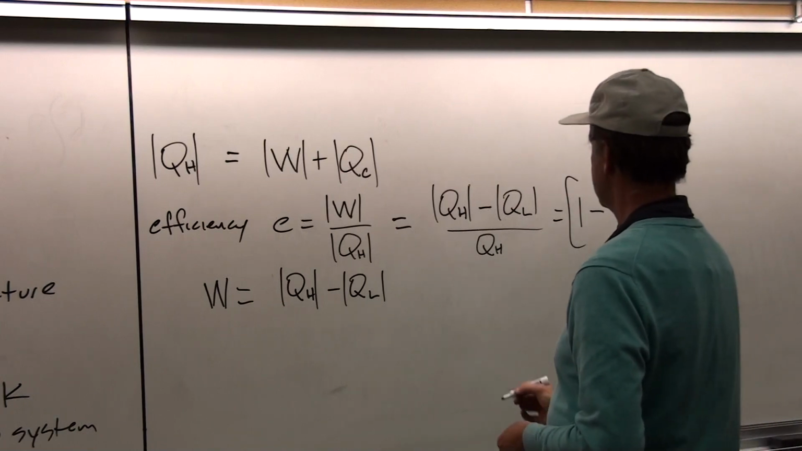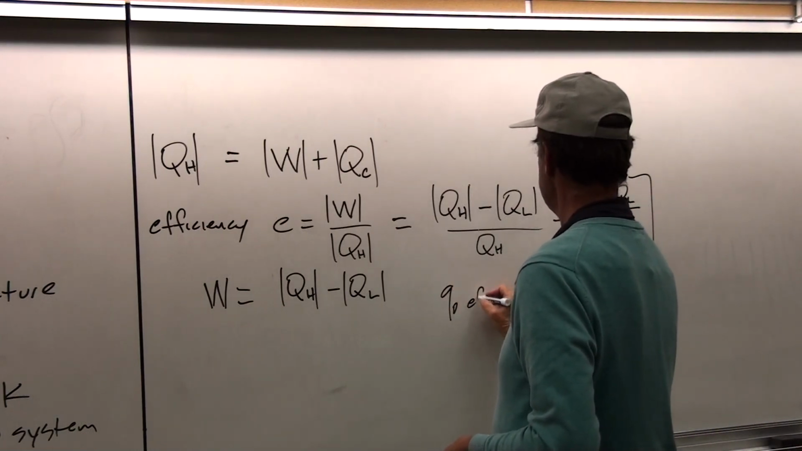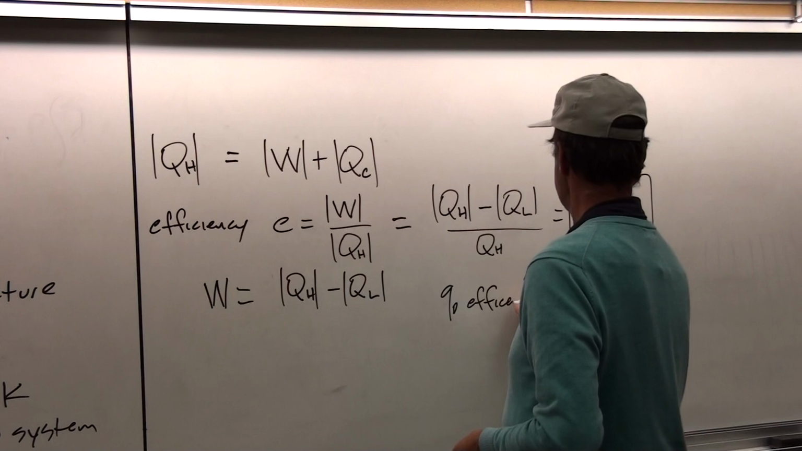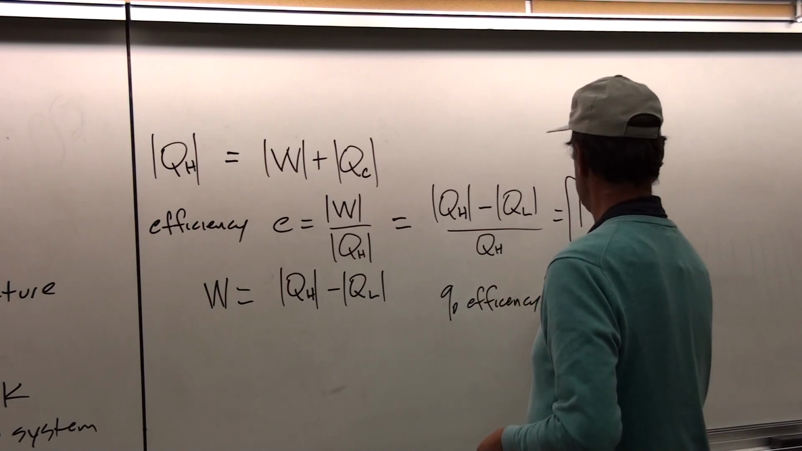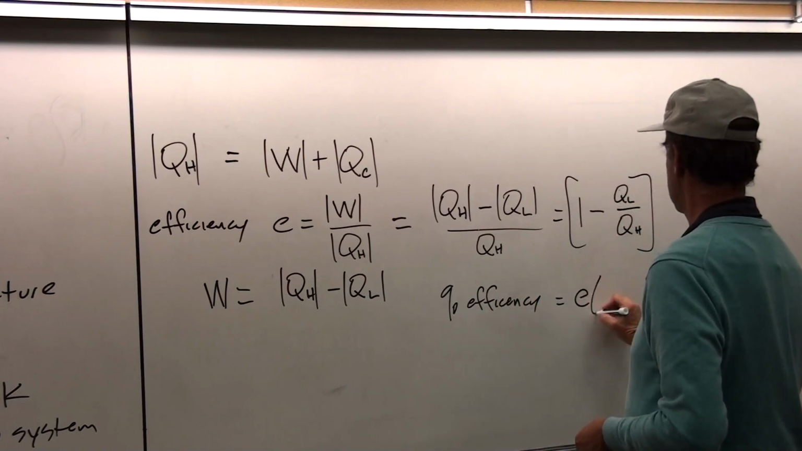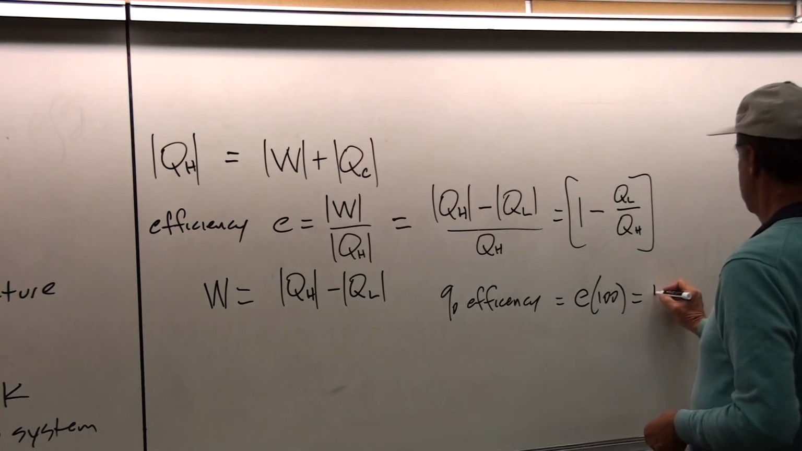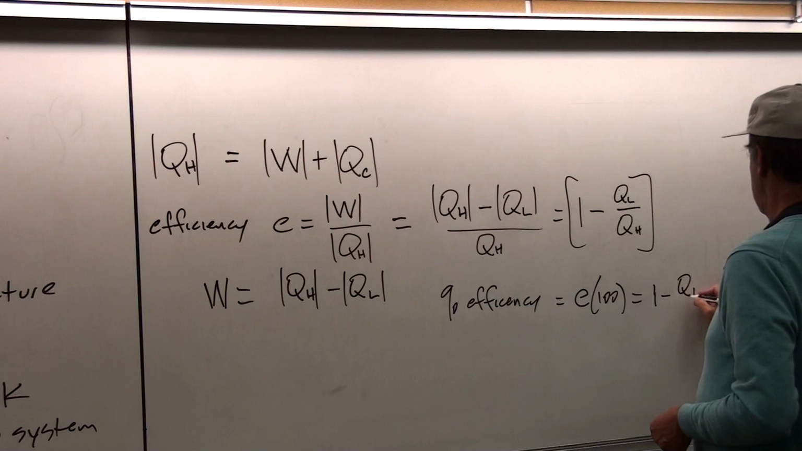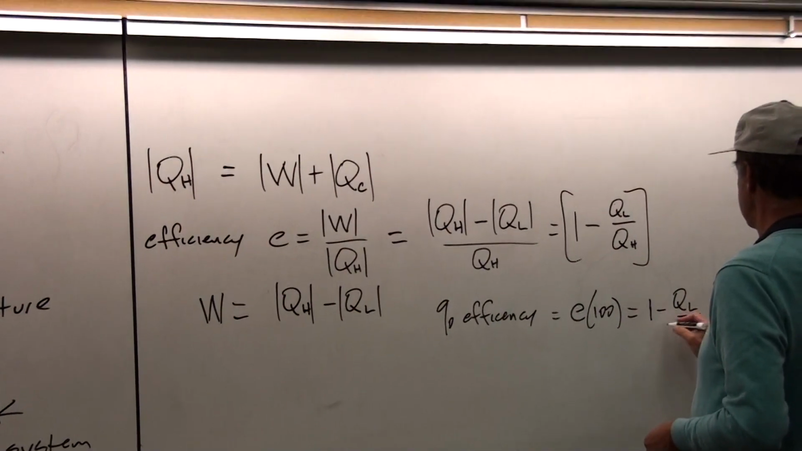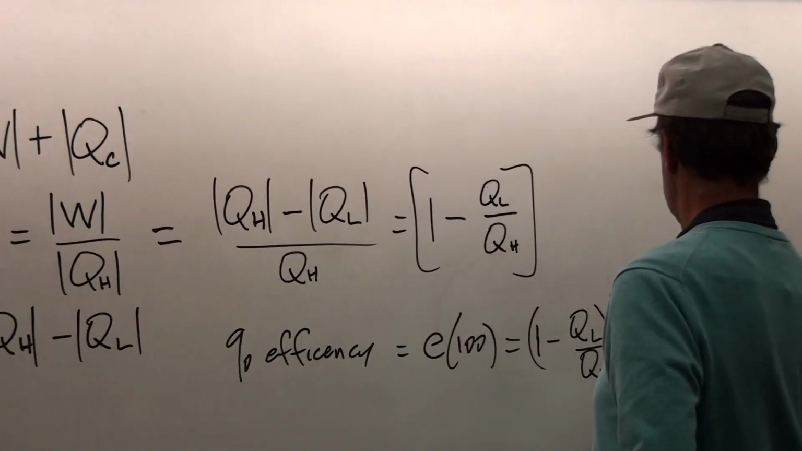And then associated with that, we have a percent efficiency that's equal to the E value times 100. And so that would be 1 minus QL over QH, absolute value, times 100.